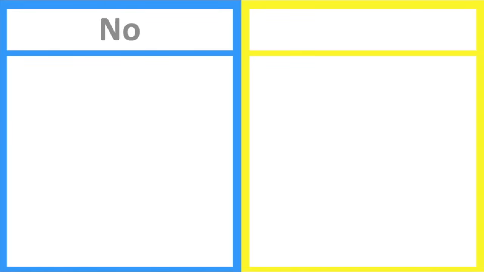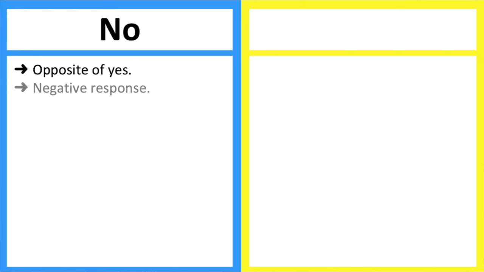No, know. In this video, I will go through the difference between these two words. No is spelt N-O. It's the opposite of yes, and it's used as a negative response to something. It can also mean not any or none.